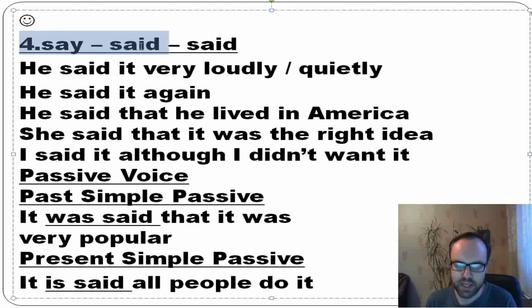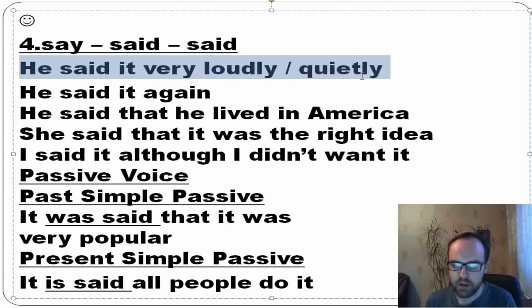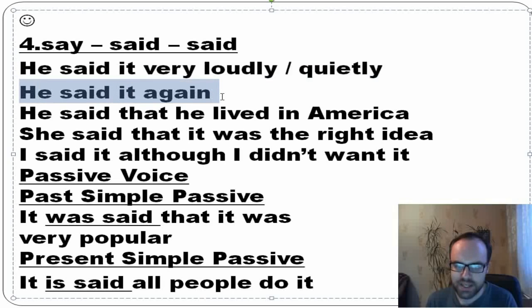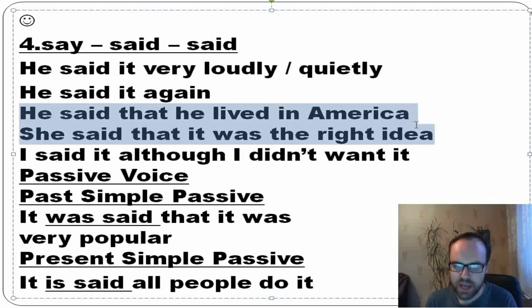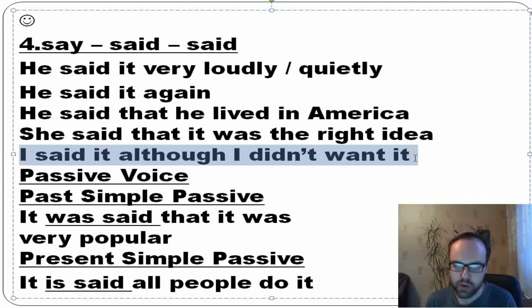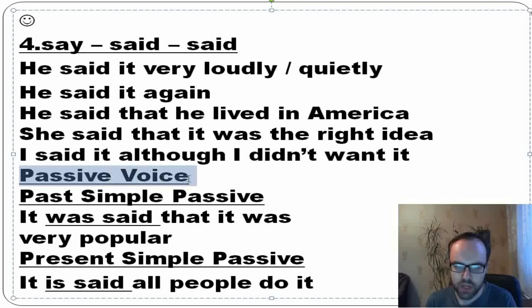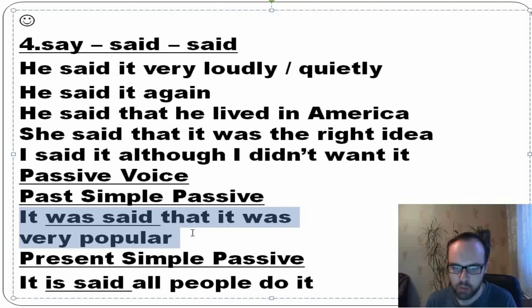Four. Say, said, said. He said it very loudly, or he said it very quietly. He said it again. He said that he lived in America. She said that it was the right idea. I said it although I didn't want it. Okay, and some examples with passive voice, past simple passive voice. So it was said that it was very popular.